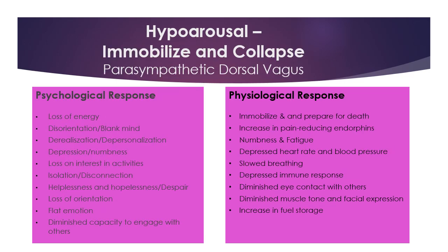And then we have hypoarousal, immobile and collapse. It's the parasympathetic dorsal vagus nerve. Psychologically, we lose energy, we are disoriented, our mind is blank, we experience derealization or depersonalization, we're depressed and numb, we lose interest in activities, we feel isolated and disconnected, we feel helpless, hopeless, despair, we lose orientation, we have flat emotion, we have diminished capacity to engage with others.